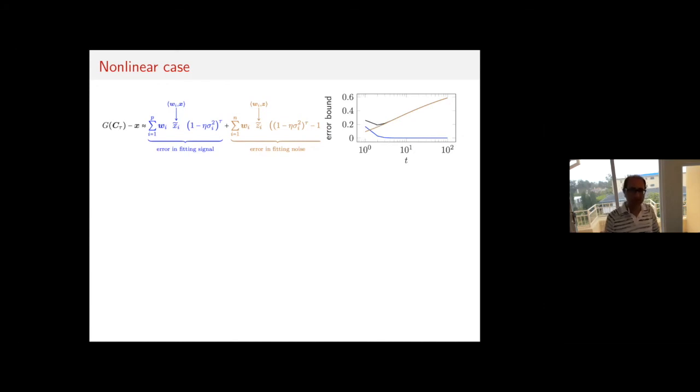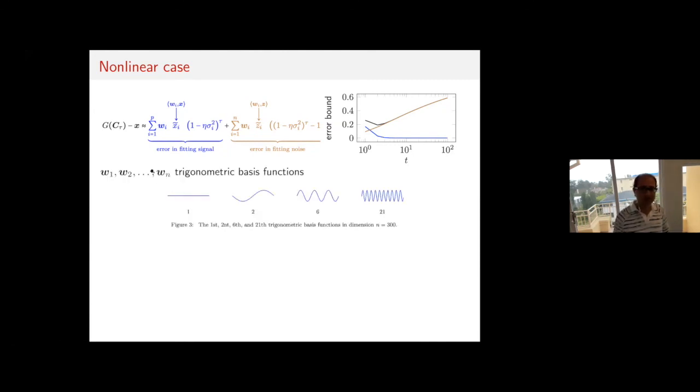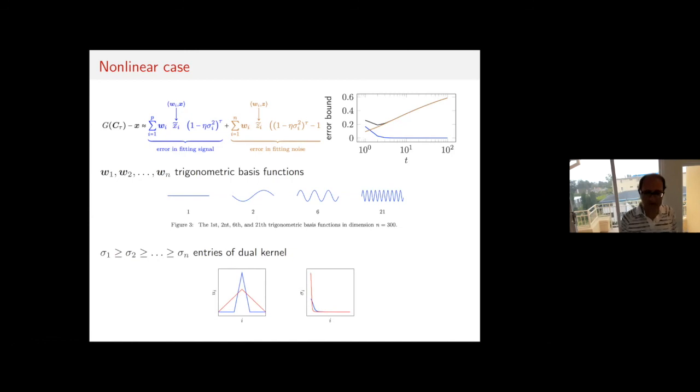And again, I just want to emphasize that what is key here is two things: that the signal is on the top trigonometric basis, so it correlates well with this portion. And because this dual kernel dies out very quickly, this term goes down. So unlike the linear case where everything is driven by the eigenvalues of that matrix, now things are driven by this dual kernel. In fact, you can think of this dual kernel as an approximation to the eigenvalues of the Jacobian. So that's essentially what is happening here.